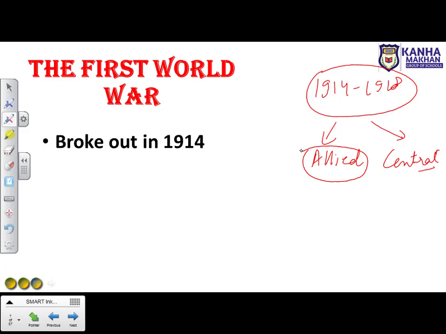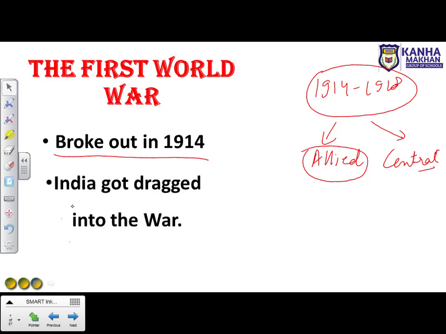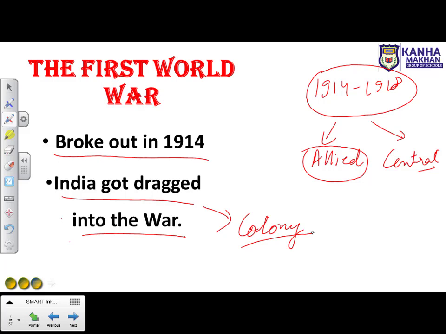So the First World War broke out in 1914, and later India got dragged into the war. Now ask yourself, why was India compelled to join the war? Who will tell me? Yes, India was a colony of Great Britain at that time. What is a colony? A nation or an area that is in complete control of a foreign power. We can use the term colony for that. Am I right or not? So India was a colony of Great Britain.